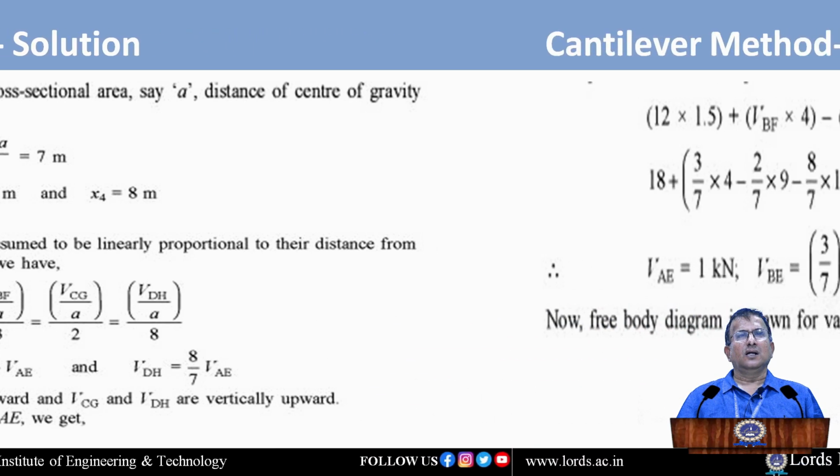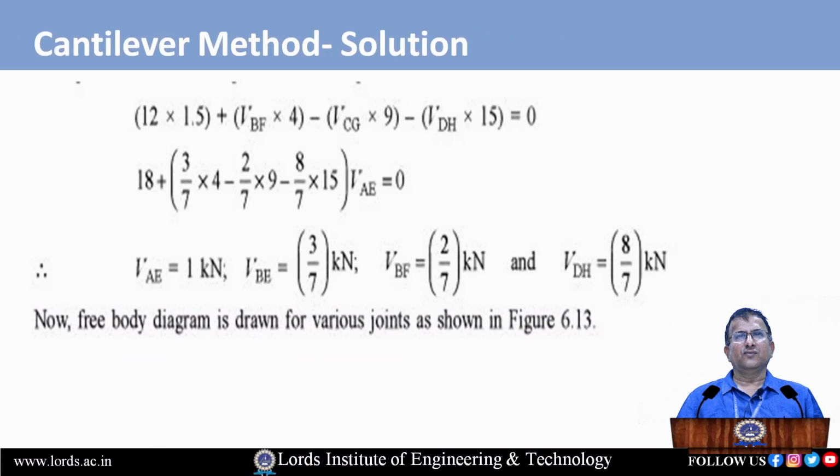Now take the moments at the midpoint of AE. If we take the moment at the midpoint of AE, here we consider the top story only. If we consider the top story, we should take only the 12 kilonewton load for calculating the values of forces in the columns AE, BF, CG and DH. So what is the equation that we can write here?